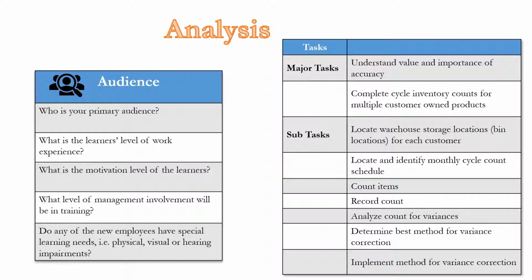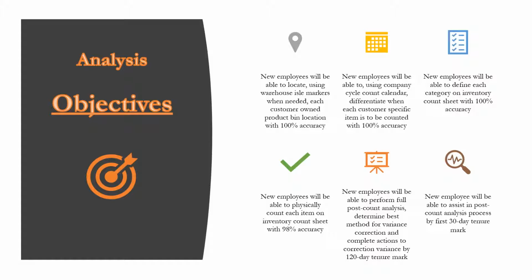Next, I analyzed the tasks that would be needed to cover the unit of instruction. What does the learner need to know in order to be successful and fulfill the job requirements at Company X? Some of the major tasks: understand and value the importance of accuracy, complete cycle inventory counts for multiple customer-owned products. Basic subtasks can be broken down into simply counting the items, recording the counts, and analyzing for count variances.